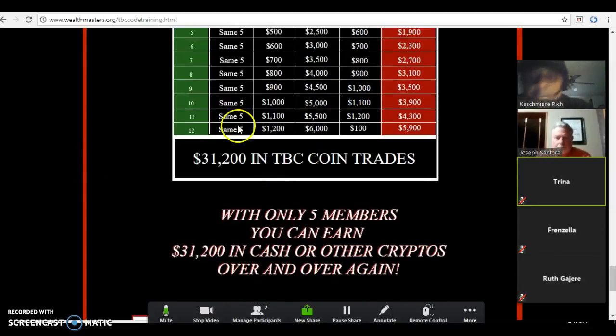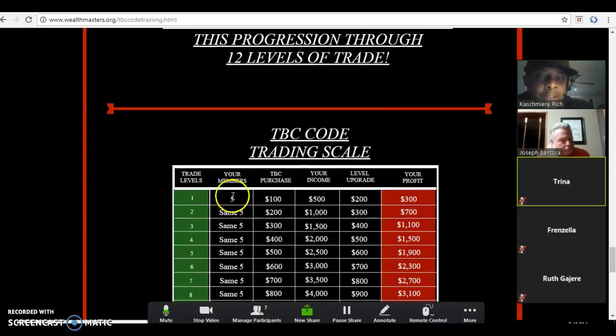If we go all the way down to our last level here, we go 2 levels up here. You got level 11, same 5. Based upon them giving you $1,100 each, that's $5,500. From the $5,500, take $1,200 of that, purchase more coin, right? You're going to go into the next level. That leaves you $4,300. Look at our final level of TBC code. Same 5, no different 5. $1,200 they're going to give you each for $6,000 total. From that, pay $100 and drop back down and start all over again.